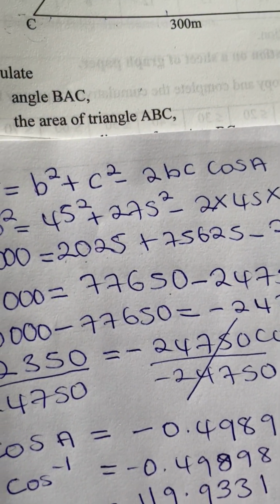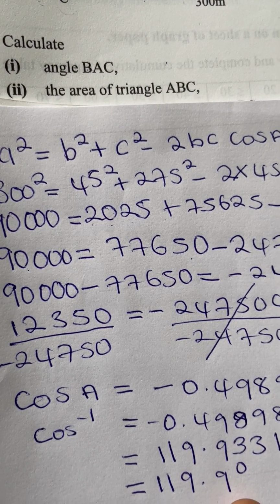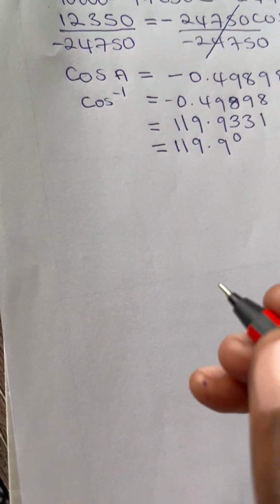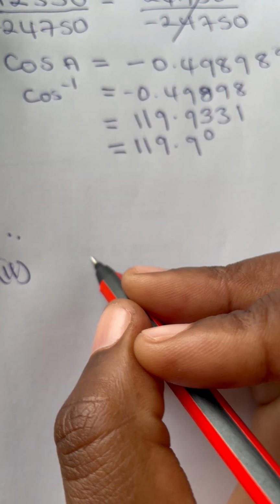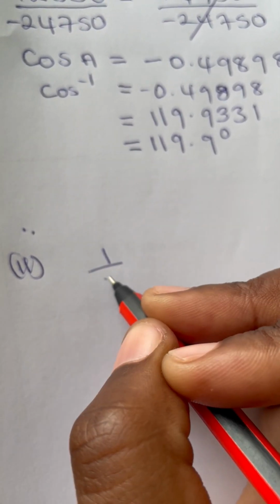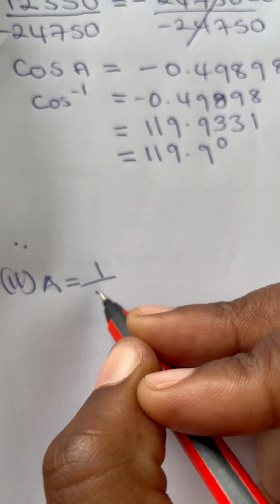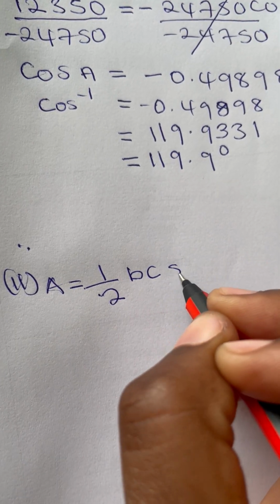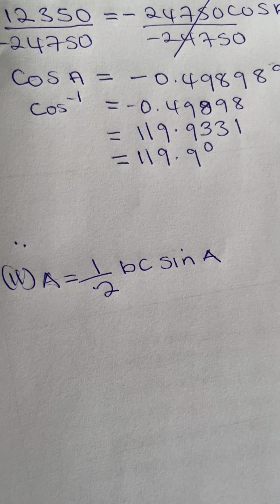Let's look at question 2. Question 2 says the area of triangle ABC. How do we find area? Of course, area is given by this formula. We are going to say area is equal to half bc sine A. So that's how we find our area.